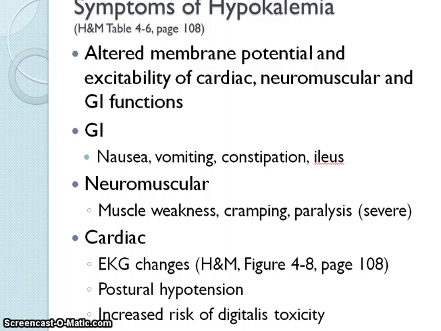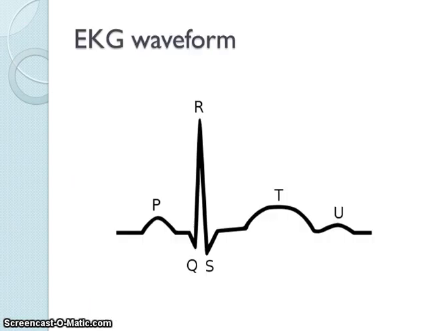Cardiac changes are our biggest concern, right? So we'll see EKG changes. That's changes in the electrical conductivity of the heart. It can cause things like postural hypotension. That's where they stand up and their blood pressure falls for no real good reason. And they can have an increased risk of digitalis toxicity. So if they're on digoxin for their heart, it can be a problem.